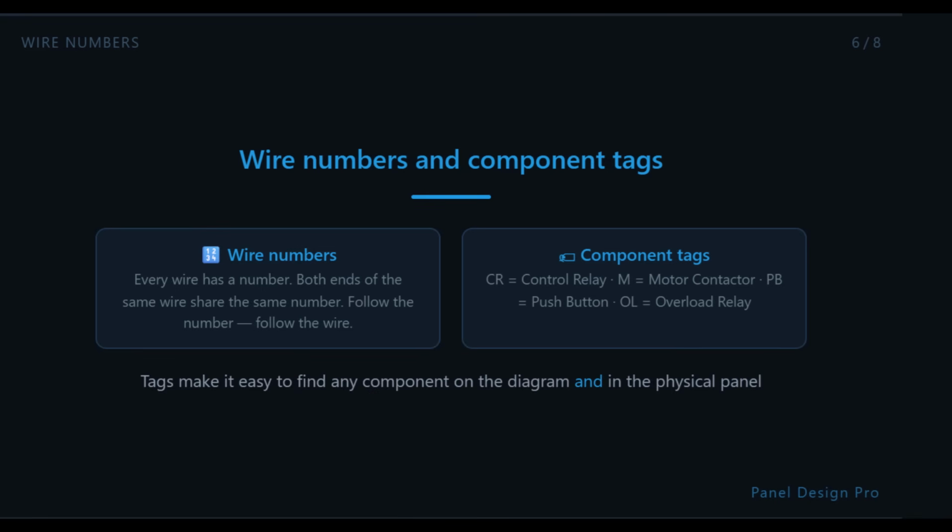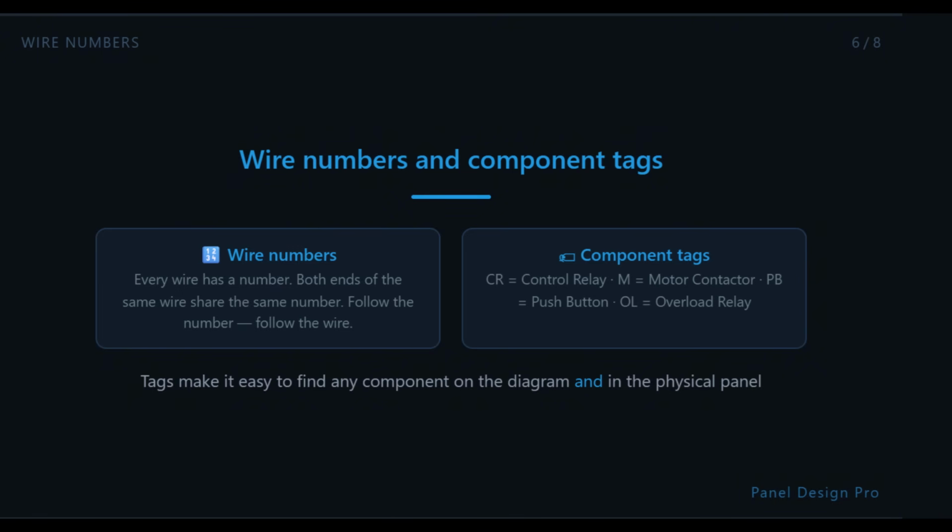The last thing that confuses beginners on wiring diagrams is all the numbers and letters you see scattered around. Wire numbers are assigned to every wire in the diagram. They help you identify which wire is which when you're building or troubleshooting the panel. If wire number 103 leaves one component and connects to another, both ends of that wire are labeled 103. Follow the number and you follow the wire.